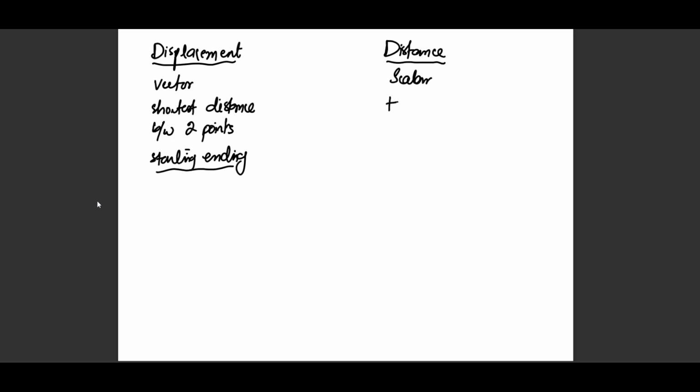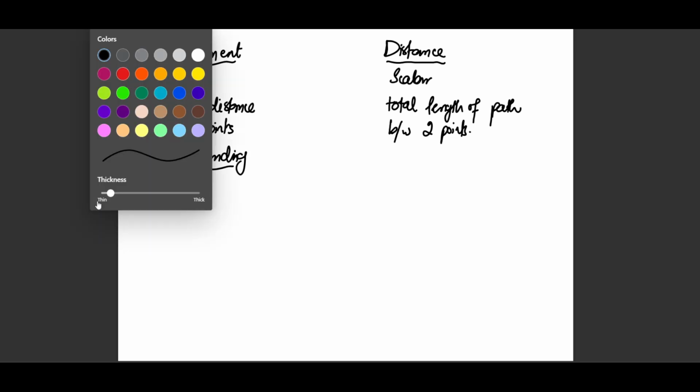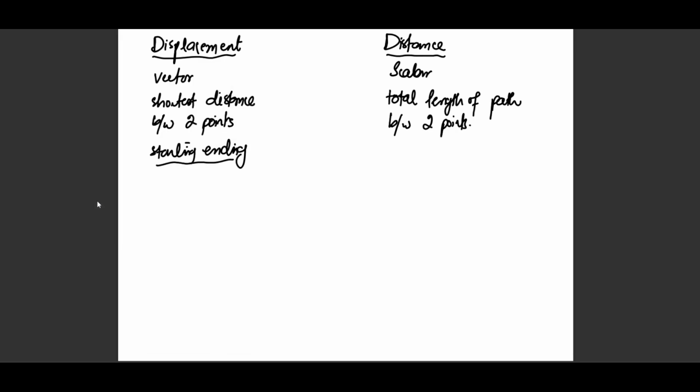And distance is the total length of path between 2 points, irrespective of their direction. It does not matter what direction they are in. What matters is what is the total length between the 2 points.